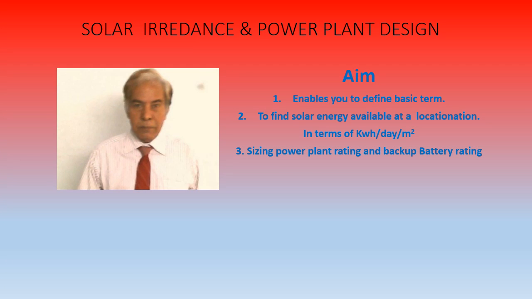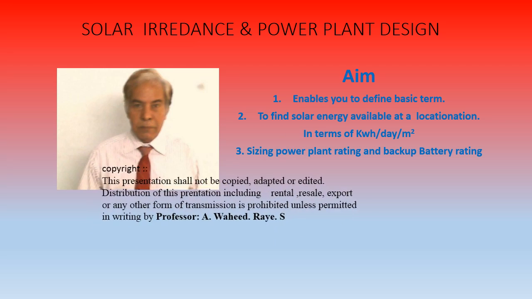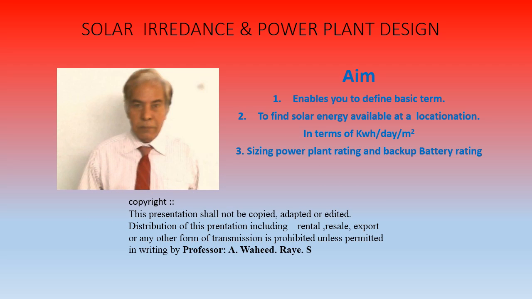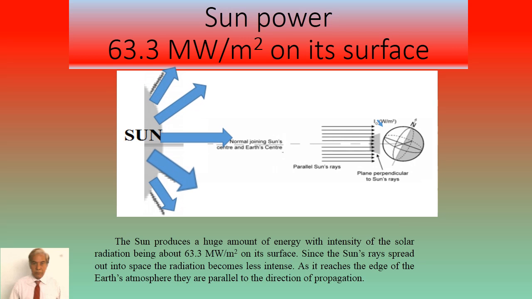This slideshow will show you how solar energy reaches our planet, how it is distributed, and how it can be utilized at the end. The sun produces a large amount of energy, with an intensity of solar radiation of about 63.3 megawatt per square meter on its surface. Since the sun rays spread out into space, radiation becomes less intense as it reaches the edge of the Earth's atmosphere.